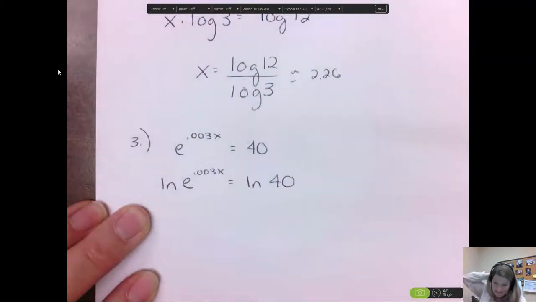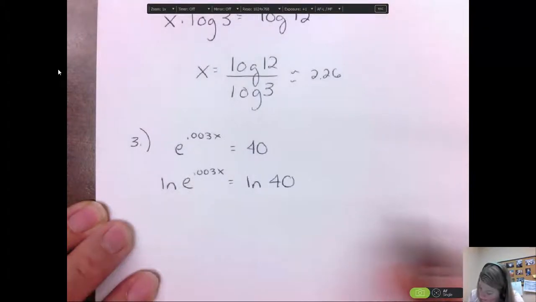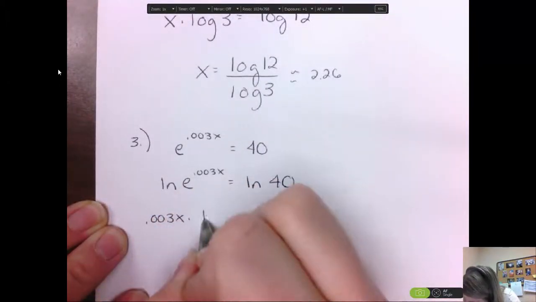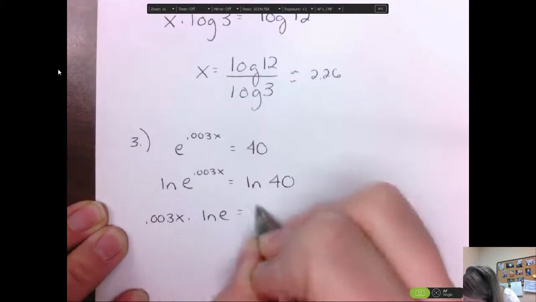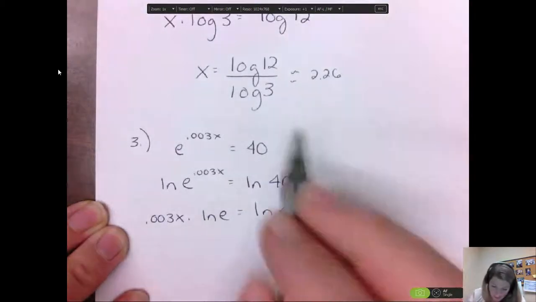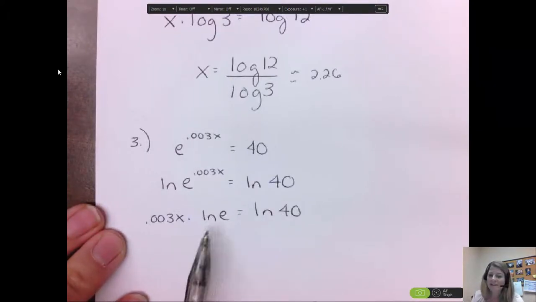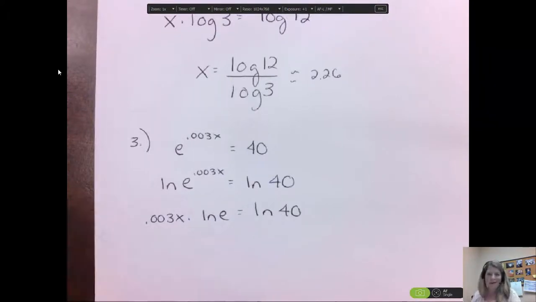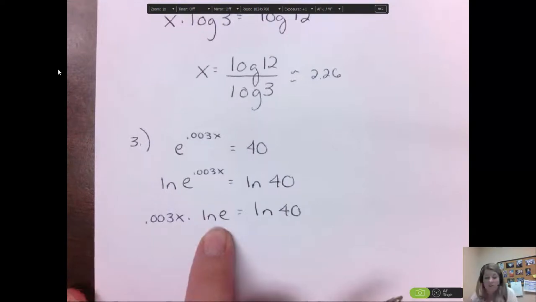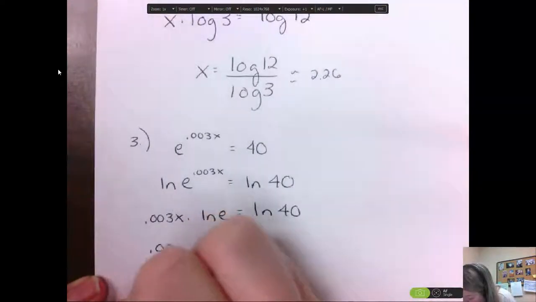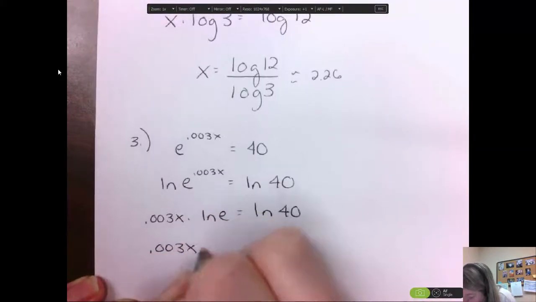Okay, and same idea. You bring this back down and I get 0.003x times the natural log of e equals natural log of 40. What is the natural log of e? Well, a natural log is log base e. So e to what power is e? It's 1. So natural log of e is just 1. Well, 1 times this is going to give you 0.003 times the 1.